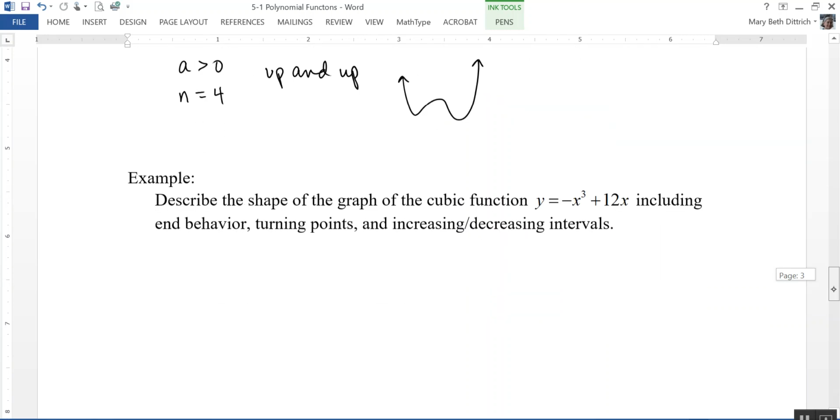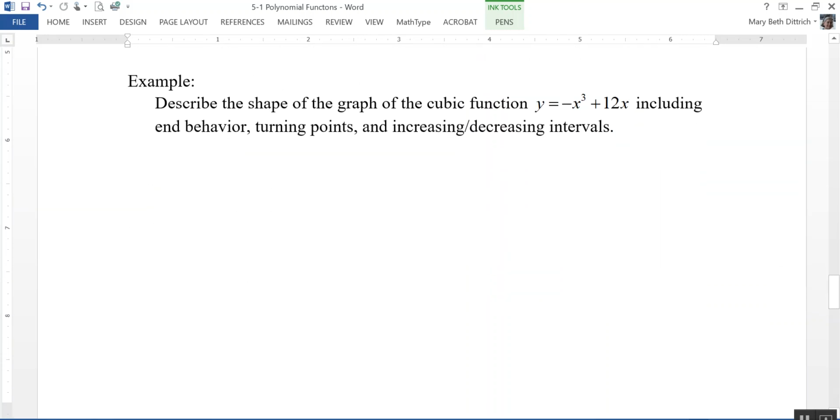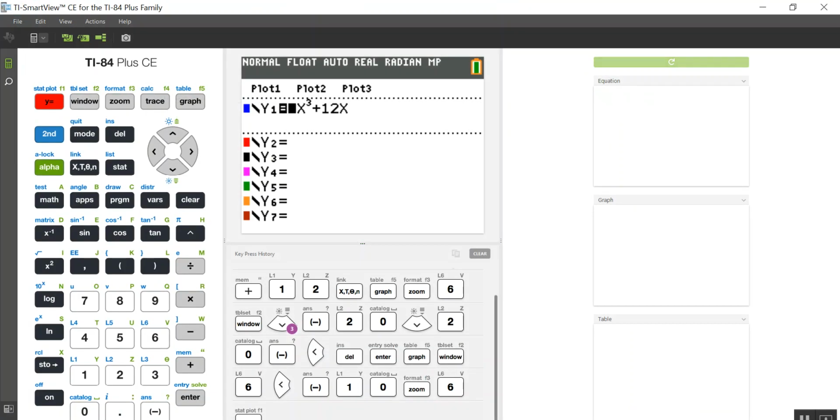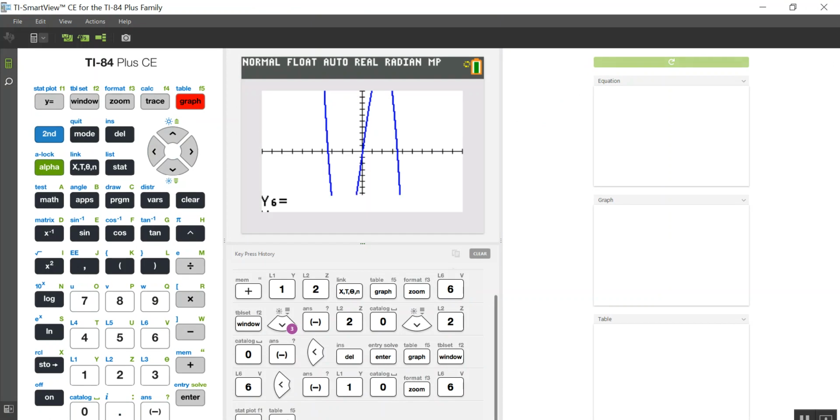Here we get a little more complicated. Describe the shape of the graph of the cubic function y equals negative x cubed plus 12x, including end behavior, turning points, and increasing and decreasing intervals. The easiest way to do this is to graph it on our calculator. I've already put it into my graphing calculator here, and when I hit graph, I can see that I can't see the whole graph, and this is with my standard negative 10 to positive 10 viewing window. I need to be able to see the minimum value down here and the maximum value up here in order to get the coordinates of those turning points.